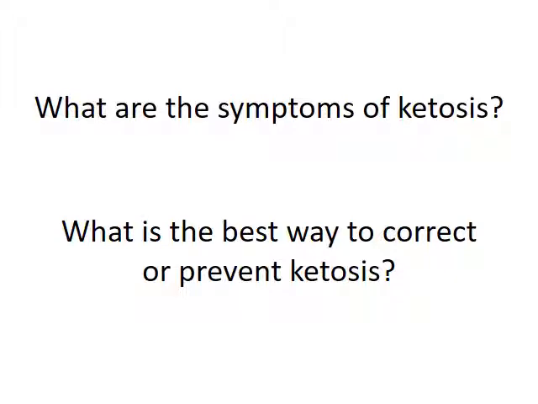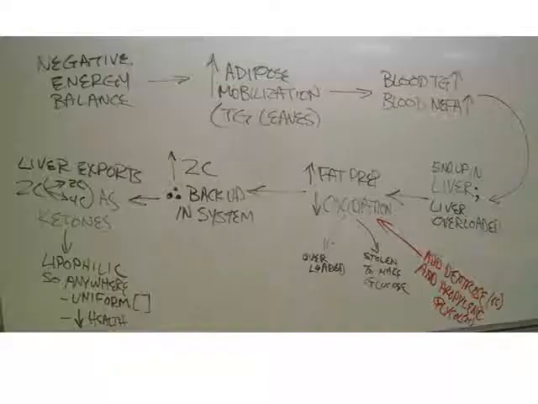So symptoms, think about that, and then we can review that on Tuesday. Best way to correct or prevent ketosis is to keep the cow eating. That's our goal. Anything that takes her off feed will predispose her to ketosis. We want to keep her on feed, keep the fermentation going, keep the propionate being absorbed and being created into glucose in the body.